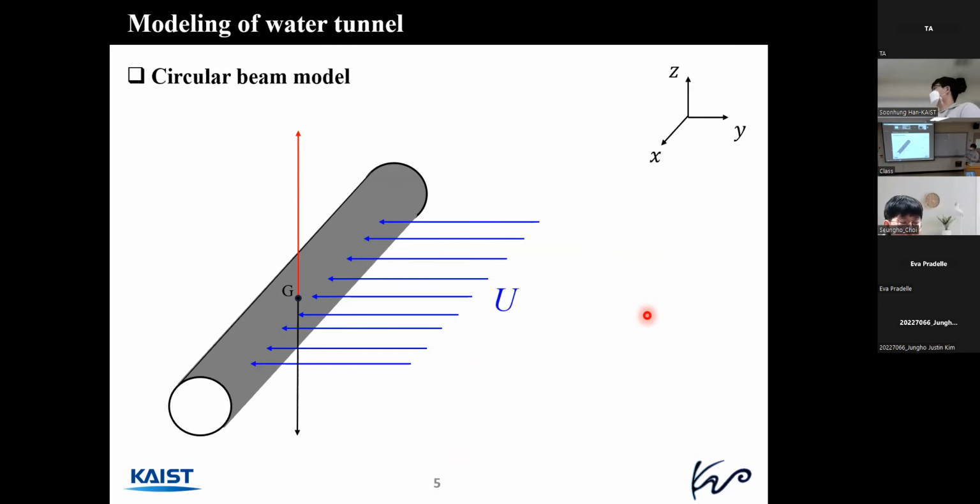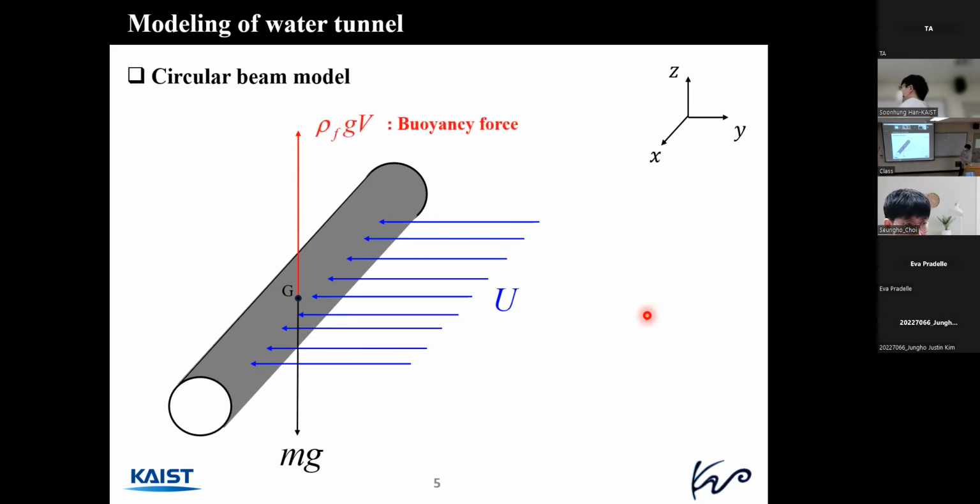From now on, I will start the modeling process of our topics. As you can see, the water tunnels can be modeled simply as a beam. First, we consider the forces that apply to the beam. The first one is the gravitational force on the beam, represented as mg. At this time, m means the mass of the beam, and g is the gravitational acceleration.